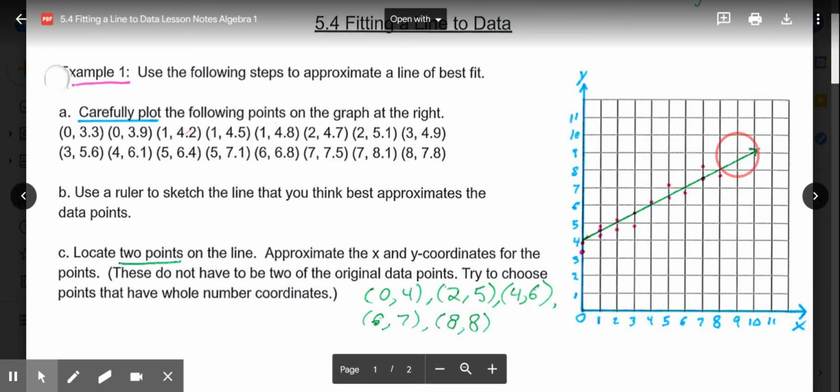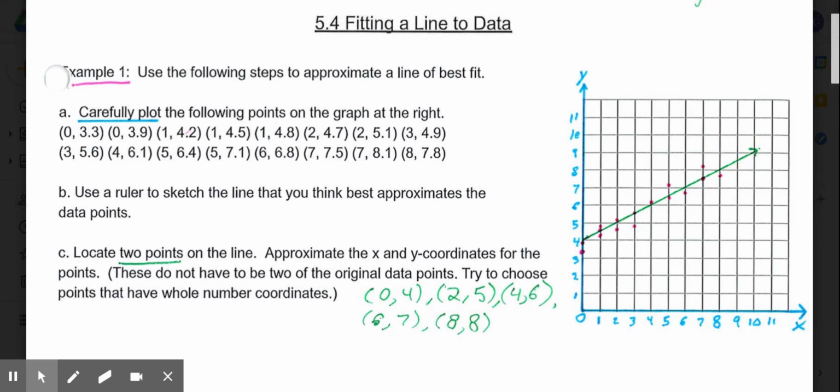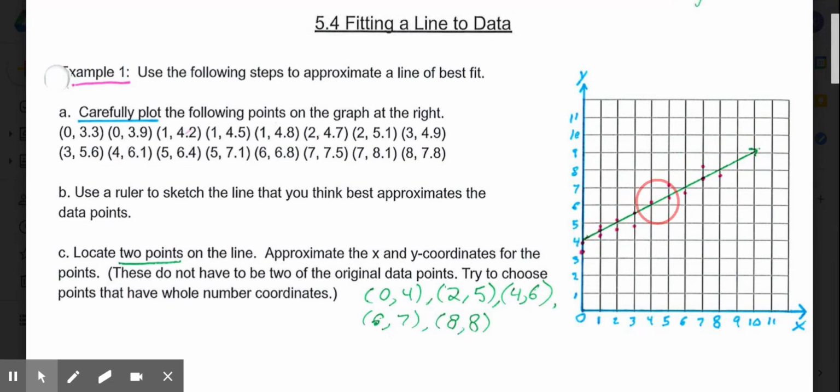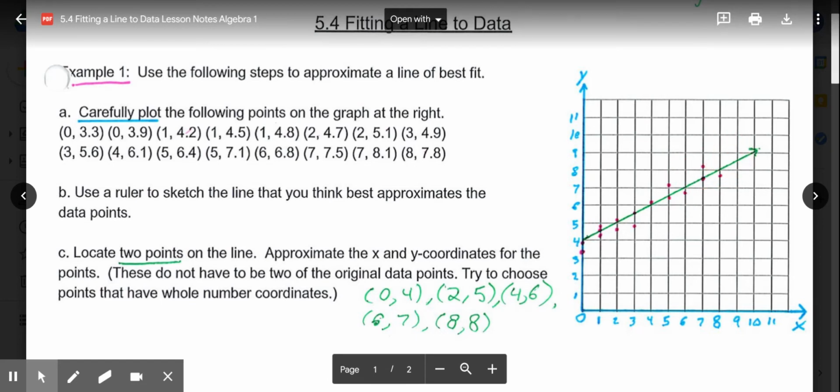So my line of best fit that I drew does not have to hit original data points necessarily, but it needs to best split your data points in half. So the goal here is to try to hit a couple of the data points if possible, but then to have roughly equal amounts of data points on top of the line and below the line. So you're drawing in a line that approximates the data.